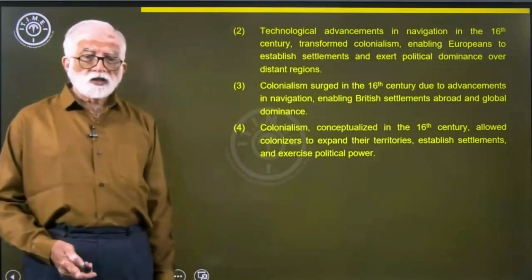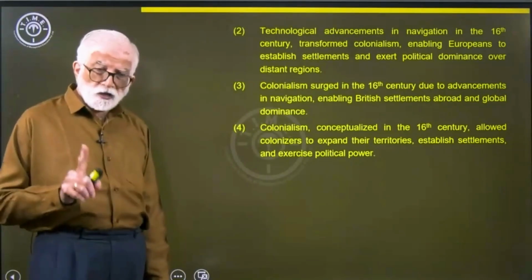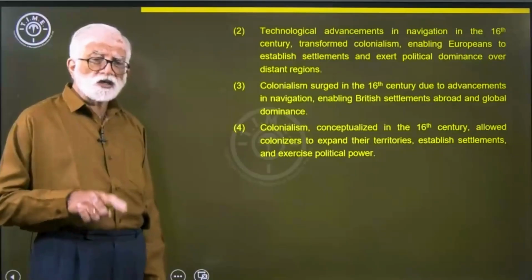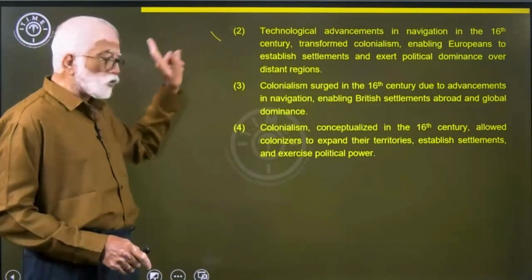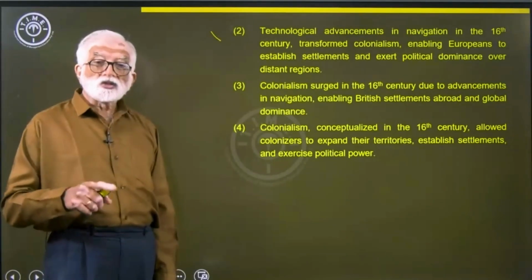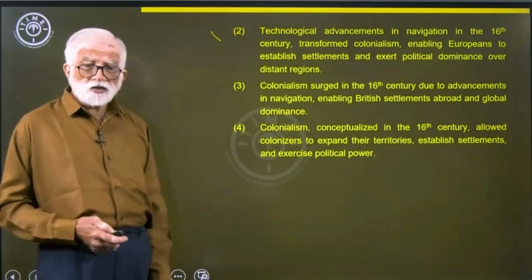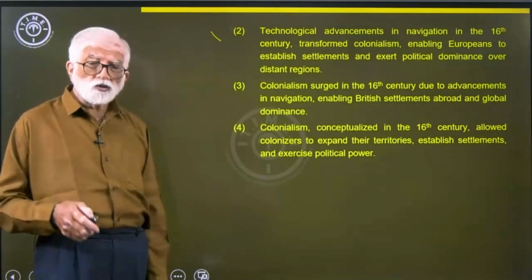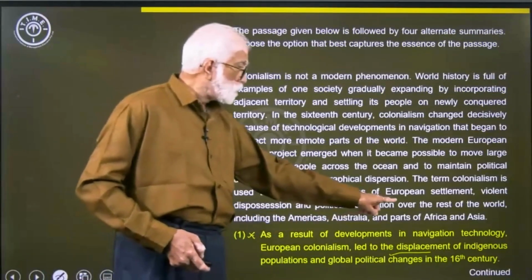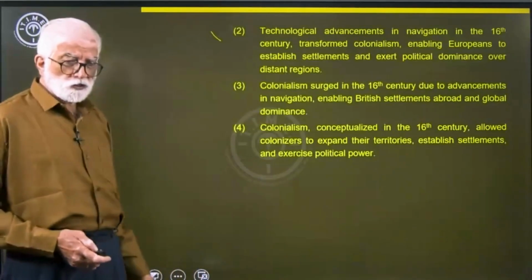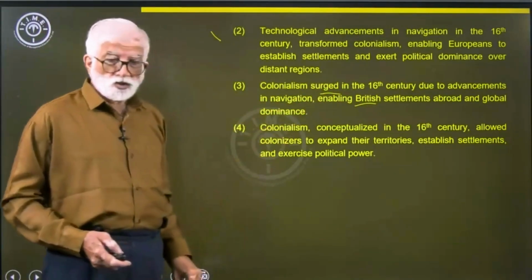What about 2? Technological advancements in navigation in the 16th century transformed colonialism, enabling Europeans to establish settlements and exert political dominance over distant regions. Fair enough. This is more or less what the person is talking about. 3. Colonialism surged in the 16th century? No, that's when it began. Due to advancements in navigation, enabling British settlements abroad and global dominance? Only British? Only British or entire all of European? So it's not just the British part, right? So for two reasons here, the British and the surge. So are we saying it's surge?